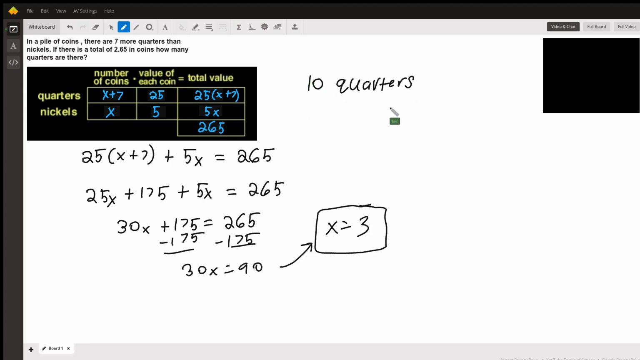And you can always check your answer in these types of problems by realizing that 10 quarters and 3 nickels must add to $2.65. So make sure to check that answer. And it is true. 10 quarters and 3 nickels does add to $2.65, so our answer is correct.